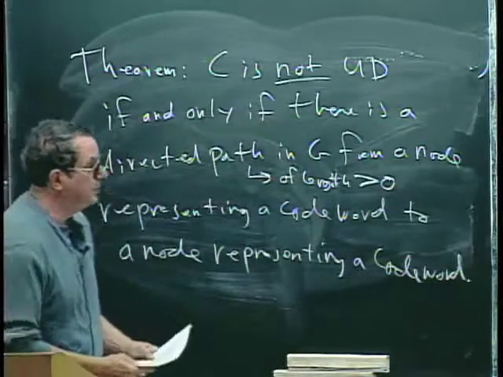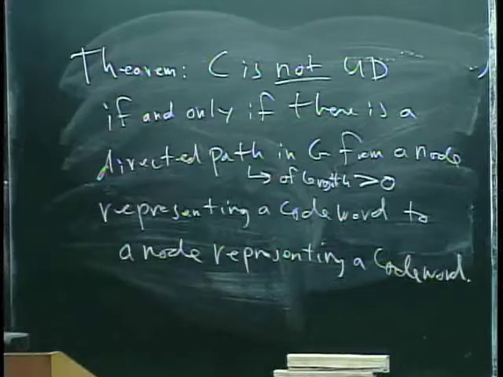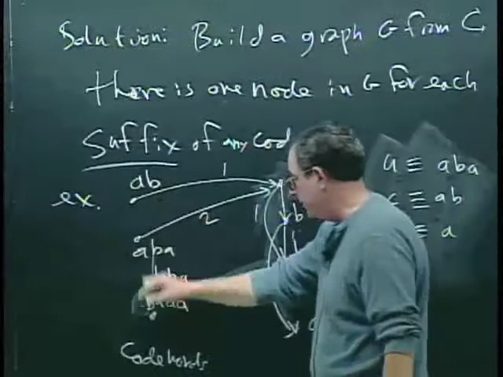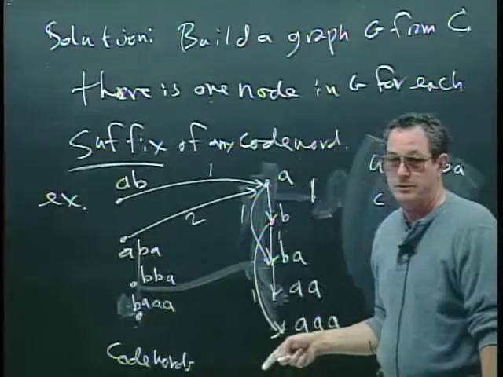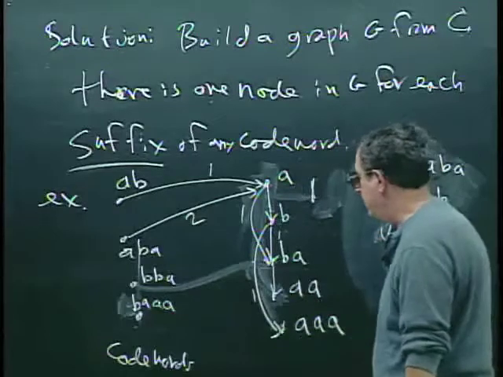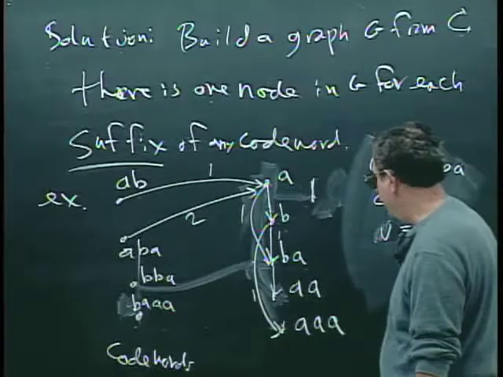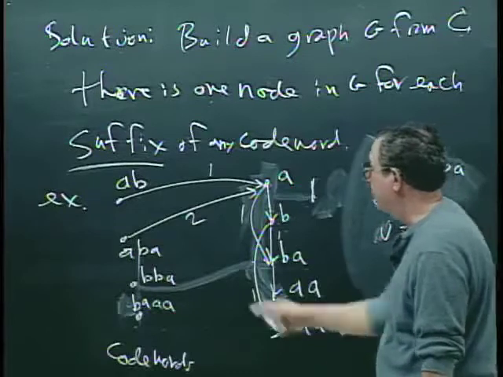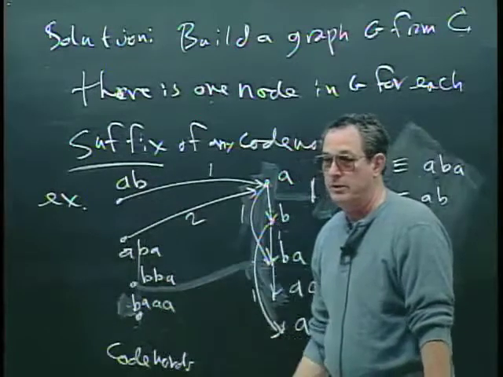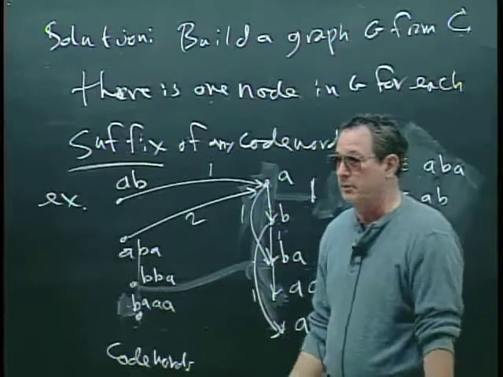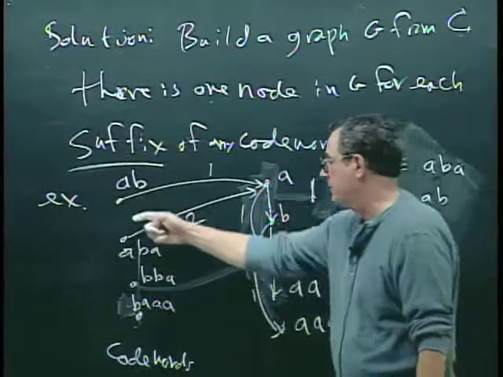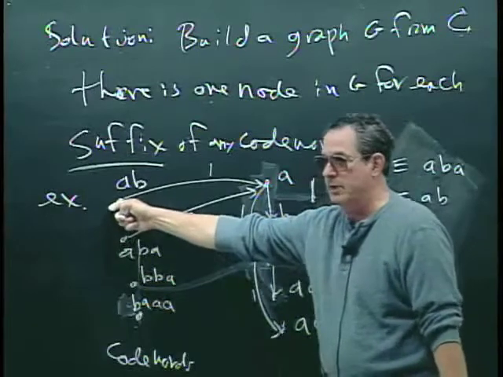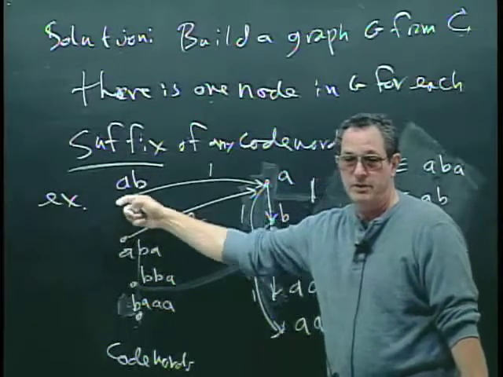Okay, so in this graph, some of the nodes are representing code words. Those are the ones that are here in this example, and some of them are representing suffixes that are not code words. Now, in this graph, do we see a directed path from a node representing a code word to a node representing a code word? I put in the extra condition that the length has to be greater than 0, otherwise you might just say a path is from a node to itself trivially of length 0, but that's not of interest.